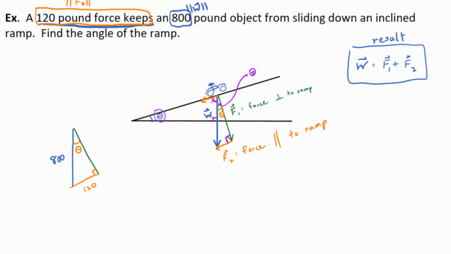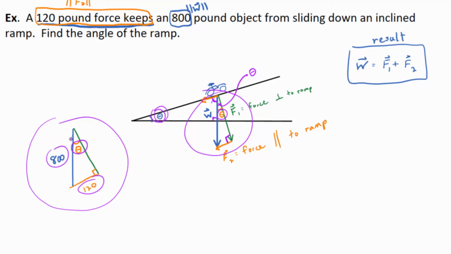So looking at that triangle, we have enough information in it to find theta. Okay? So look at this triangle. That's the same as this triangle. Theta right here is the same as this theta. We've got enough information to find theta, the angle of the ramp. In fact, what trig function in SOHCAHTOA relates theta and the opposite side and the hypotenuse? Okay, so sine of theta equals what? 120 over 800.